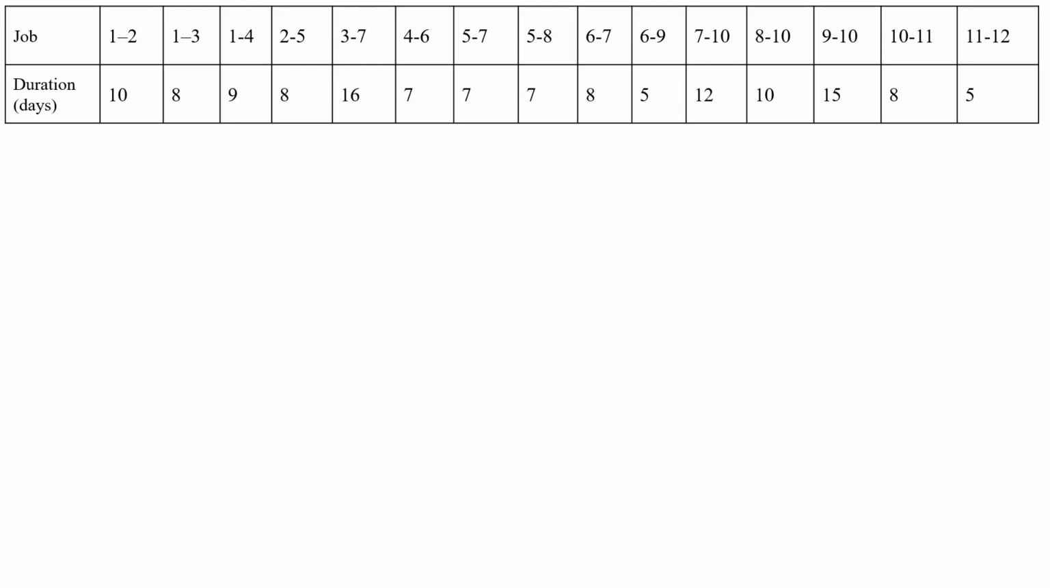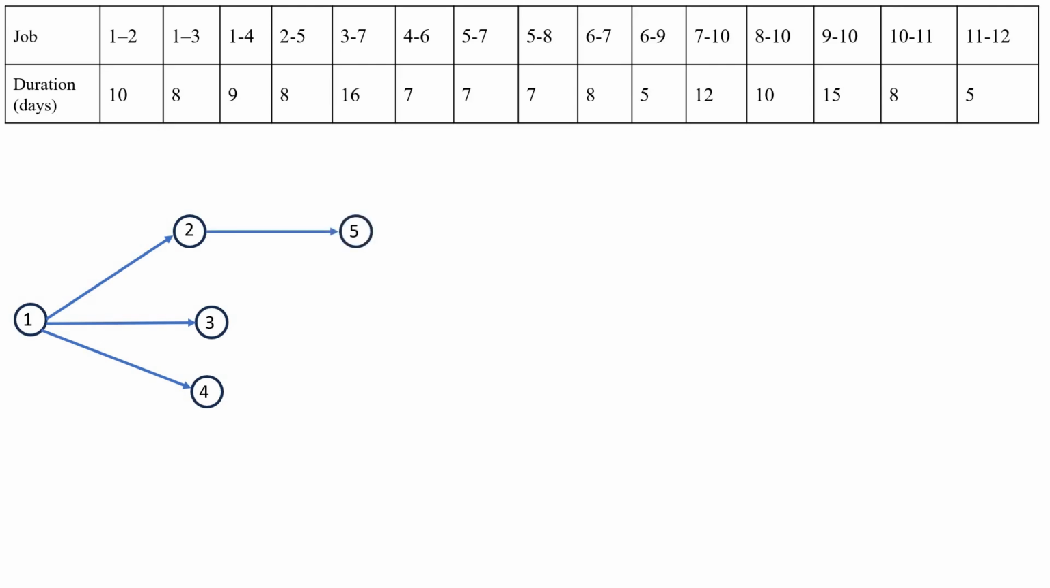First we start with the activity 1 to 2. So first we draw the activity 1 to 2. Then I draw the activity 1 to 3 and the activity 1 to 4. Next one is the activity 2 to 5. This is the activity 2 to 5. And next one is 3 to 7. This is the activity 3 to 7. Next one is the activity 4 to 6. Next one is 5 to 7.